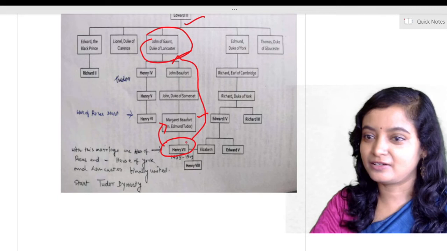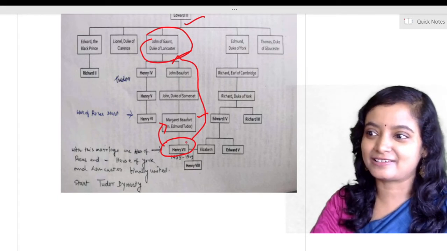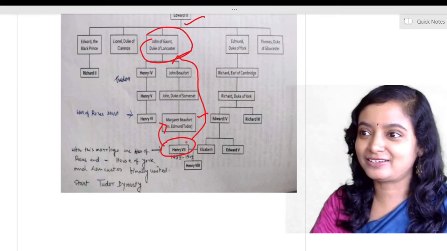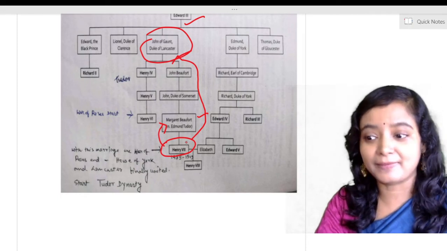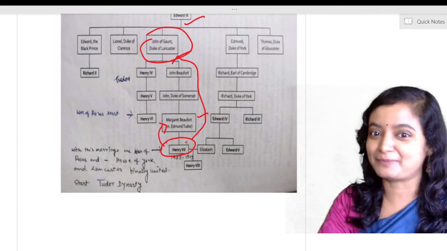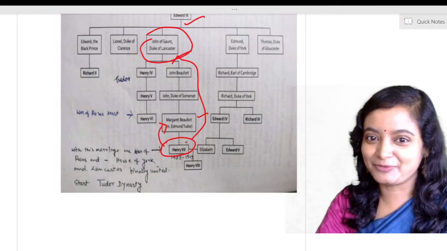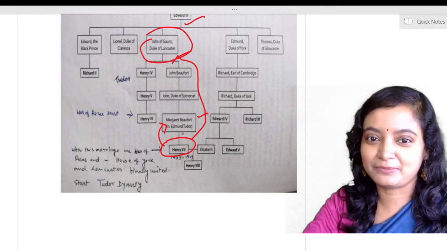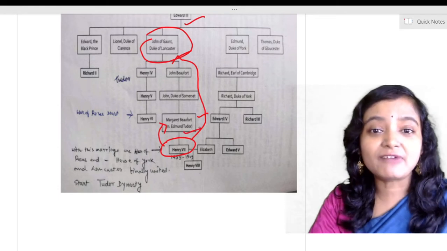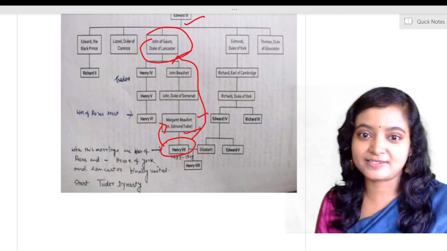In our culture, it is not said that a lady marries someone. A woman does not marry, a man marries; women get married. But I must say, Margaret Beaufort married Edmund Tudor. So you find that Edmund Tudor belongs to the Tudor dynasty.